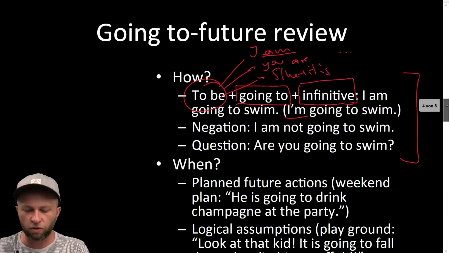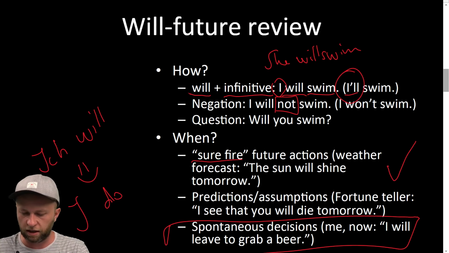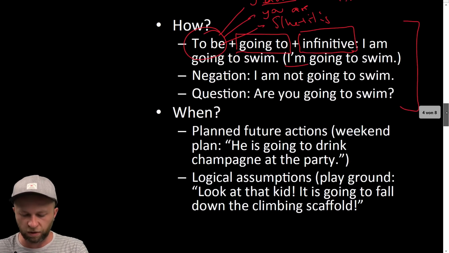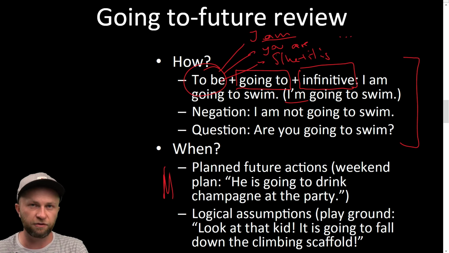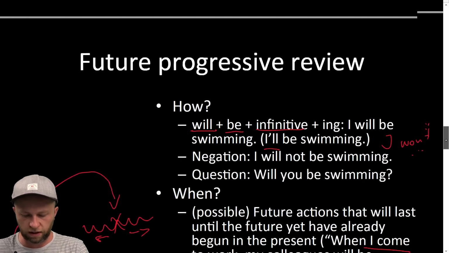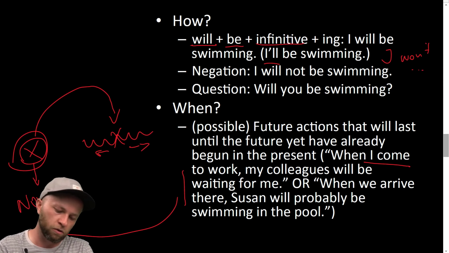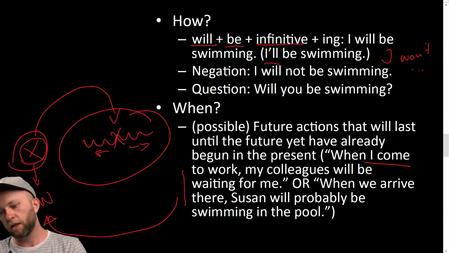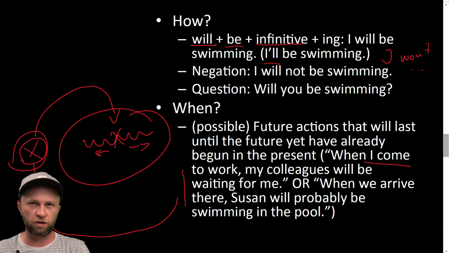Yes, before we talk about the likelihood, just a quick revision. The will future, where the most important aspect is the spontaneous decision. Then the going to future, when it's a planned future. And then we've got the future progressive, when you talk about longer actions in the past that will be happening while you talk about it. You assume something that's surely going to happen.